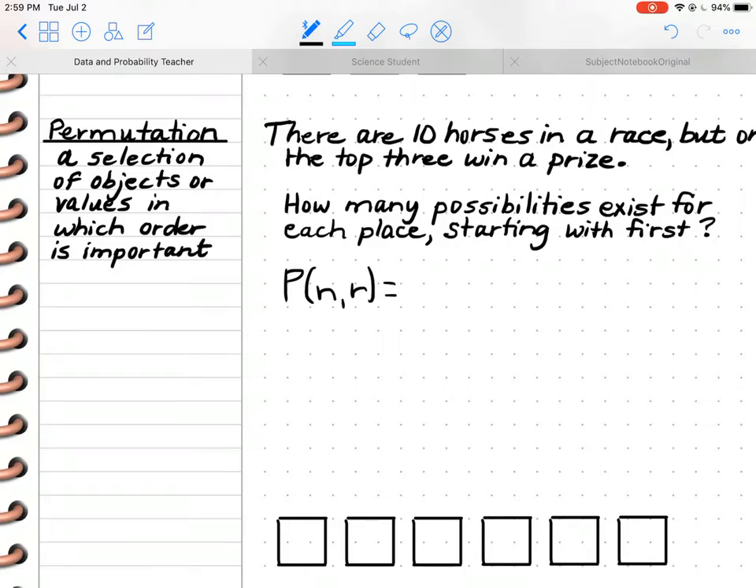An example of this would be a horse race, where if you're betting money on something, the order that those horses finish is very important. So a permutation is a selection of objects or values in which order is important.